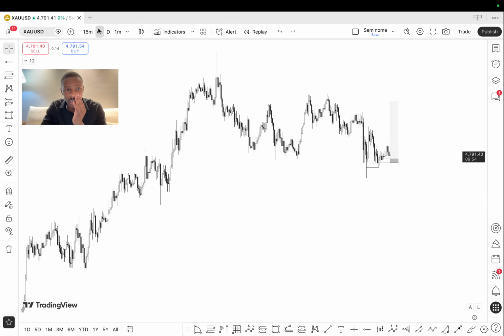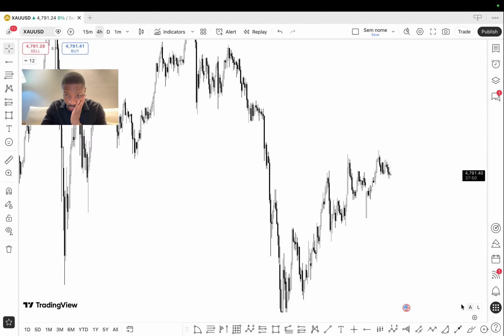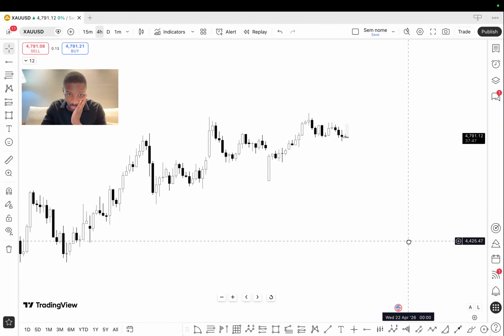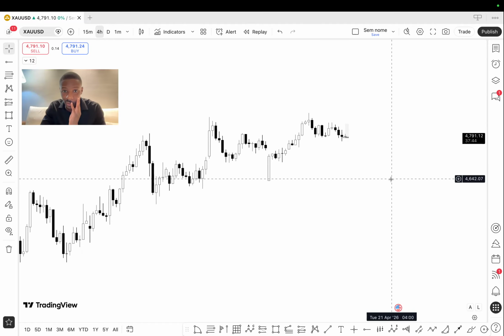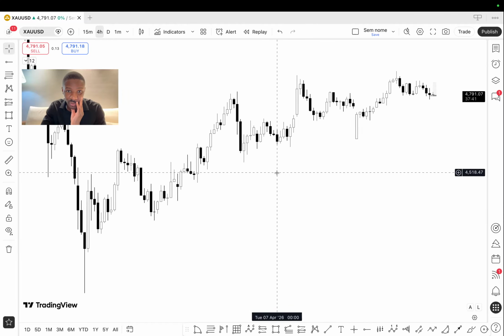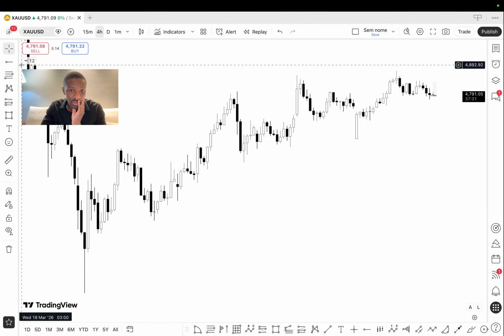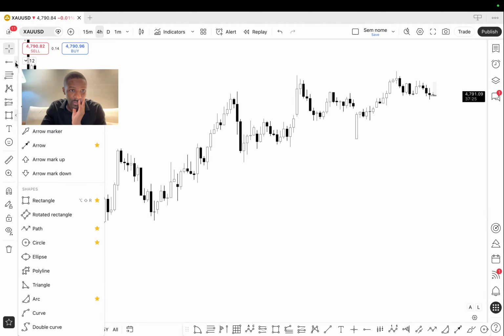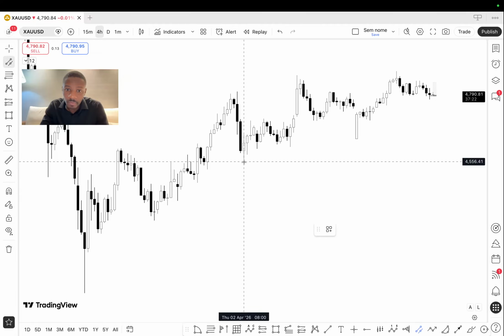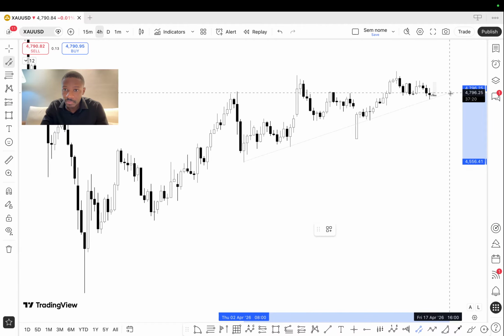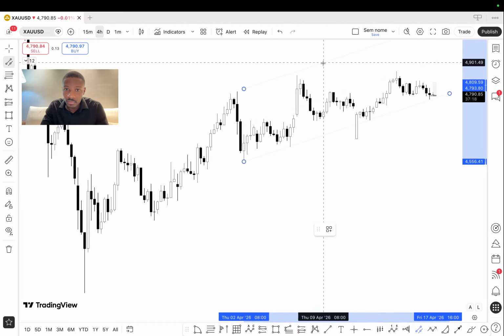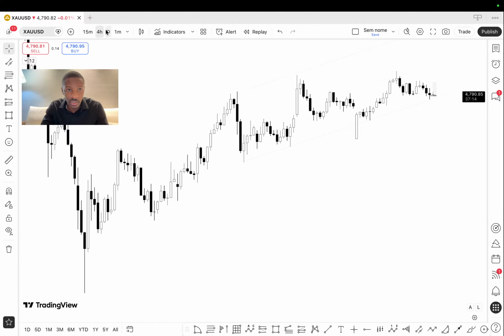Let's look at the higher time frame setup by going on the 4-hour time frame and actually analyzing it from this point on. So on the higher time frame, this is the 4-hour. I think that looking from, just give me a moment. Okay, so looking from here, this would be okay. Okay, so this is an ascending channel.